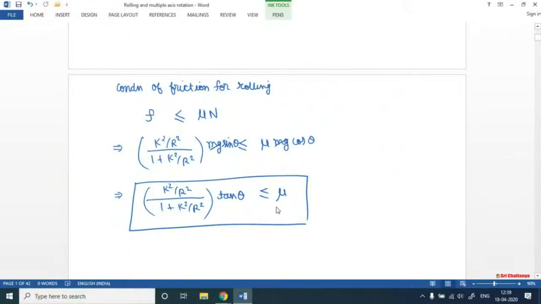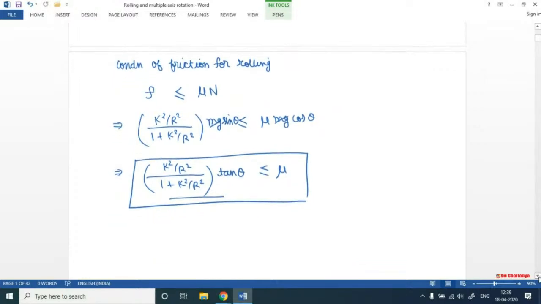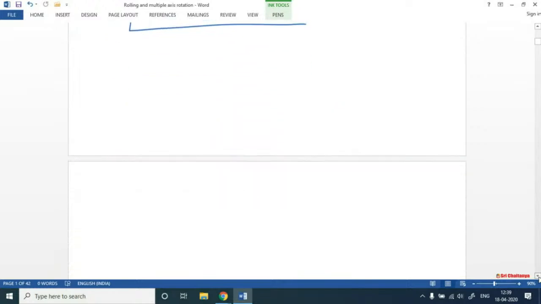And if the quantity on the left hand side is greater than mu, then there would be slipping, and there would be no pure rolling over there. So this was the condition for pure rolling. And now let's look at the kinematics of this situation.